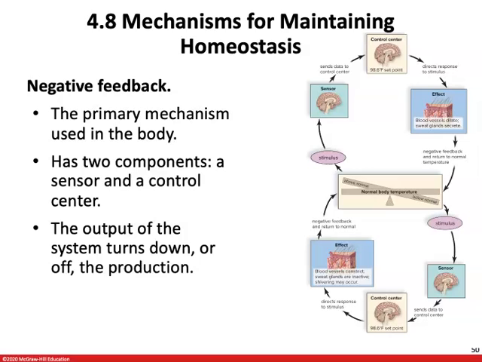There are both negative and positive feedback mechanisms, but the negative feedback is going to be the primary mechanism used by the body, and it's going to have two components, a sensor and a control center. And the outputs of the system will turn down or off the production of the primary mechanisms at work. So it's going to function kind of like how a furnace works.